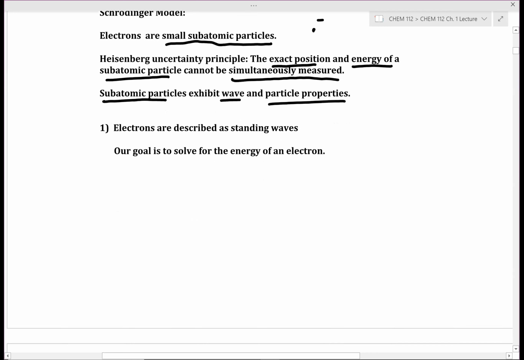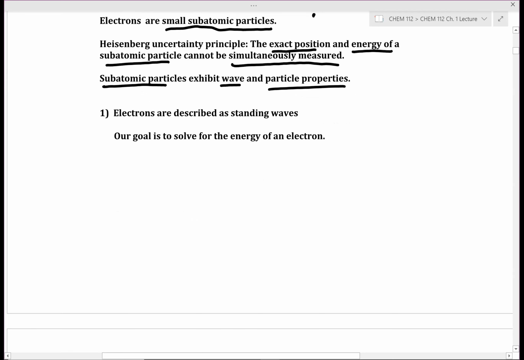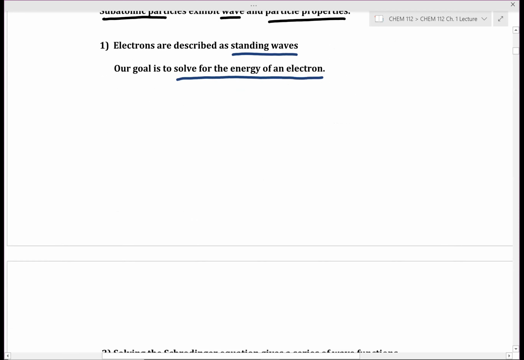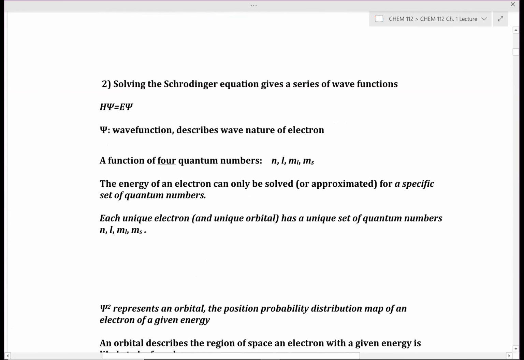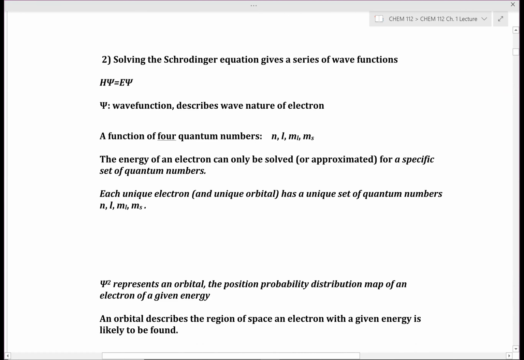Okay, so the first fundamental premise in the Schrodinger model is we're going to describe electrons as standing waves. So our goal in this process is to write a function that describes electron energy and then solve for the energy of an electron. So let's delve into this in a little more detail and develop a bit more of a concrete explanation of this process. Okay, so the Schrodinger equation is best represented by the following equation.